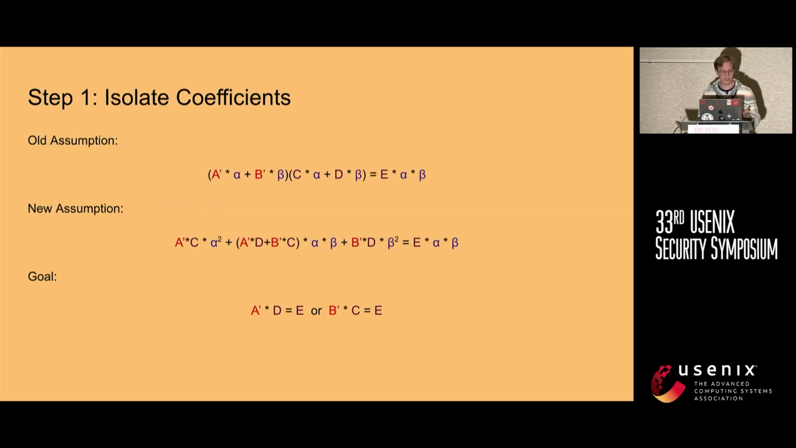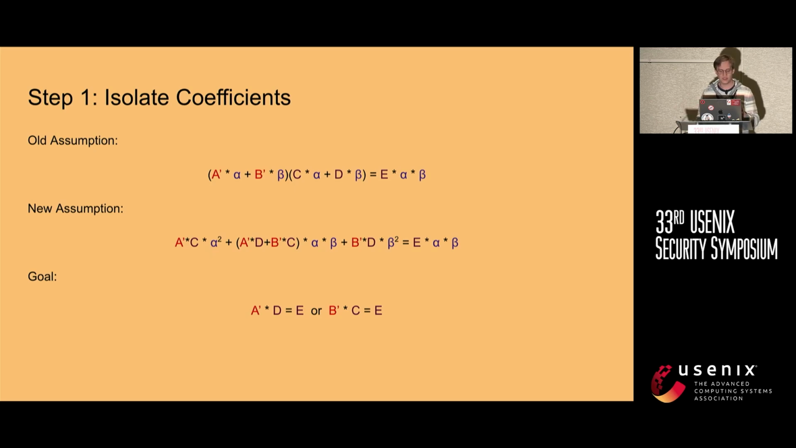So the first step that we can take to do this is to apply the distributive property of addition and multiplication. And this normalizes the polynomial into this form where the entire polynomial is basically a sum of different individual monomials.